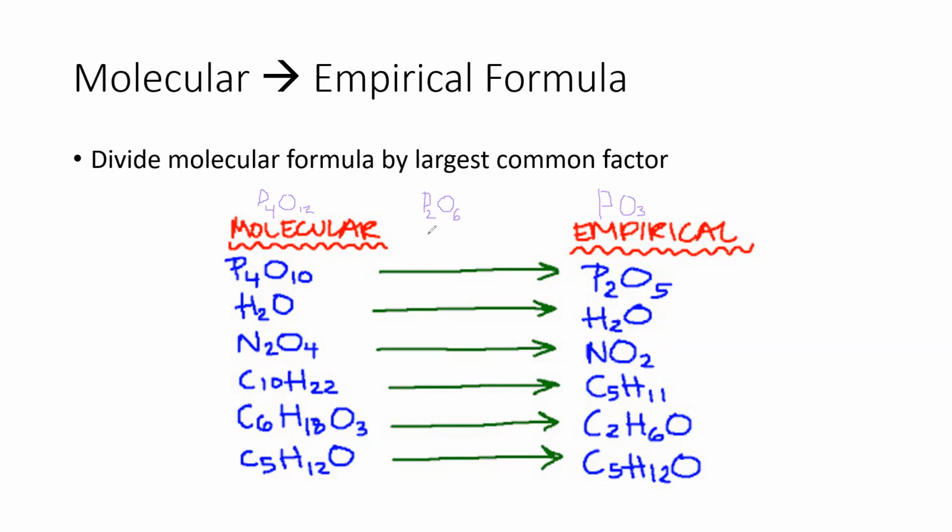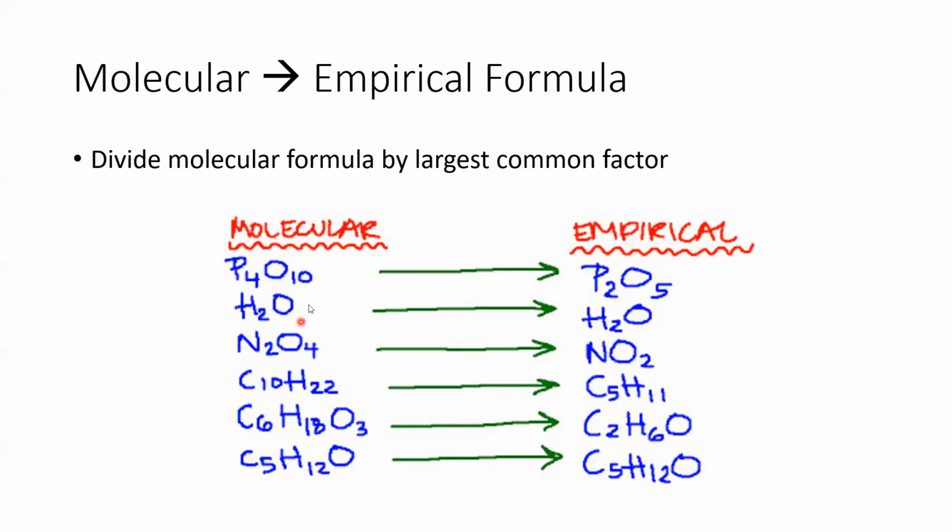But always check the empirical formula you get and just make sure that can't be simplified any further because you might have just missed the largest common factor. You might have just used some common factor instead of the largest. So always just double check to make sure that you can't reduce those further.